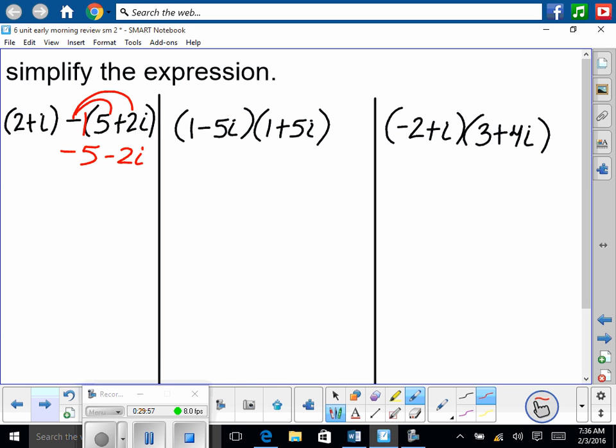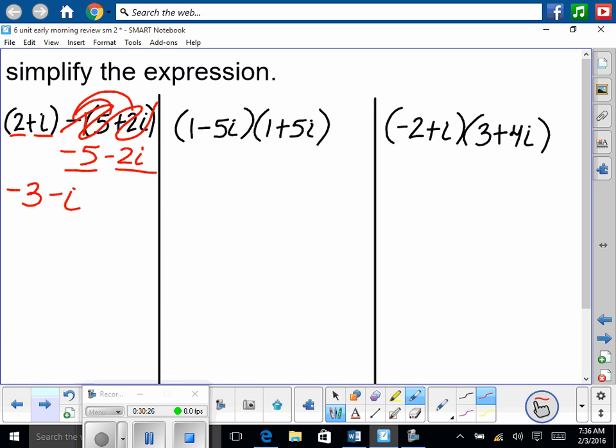Now a lot of people double dip. They'll say minus negative 5. No, you just took care of all that stuff. So just scribble it out if you need to. Is everybody okay with that? So now just combine like terms. 2 plus negative 5. Negative 3. So I just added up those. And then 1i plus negative 2i. Positive or negative? 1 minus 2. So negative 1i.